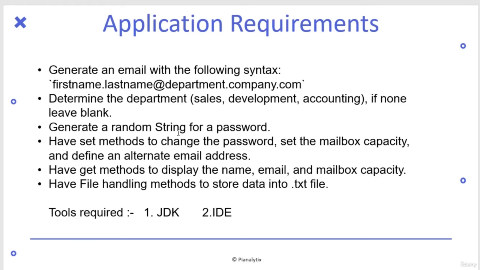Generate a random string for the password. It's the third aim of our application. The application should have some set methods to change the password, set the mailbox capacity, basically the mail capacity, and define the alternate email address. This also comes from the user only, or we can say the new hire only. It should have some get methods to display the name, email and the mailbox capacity when we are going to track that email address also.